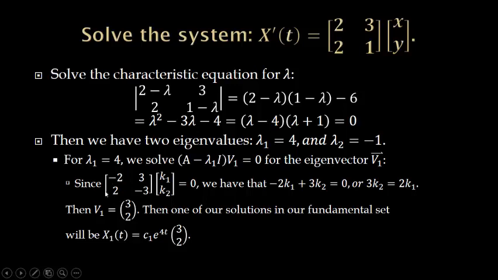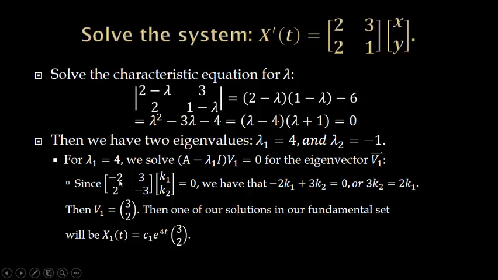Taking A and subtracting lambda, so for lambda equals 4, I subtracted lambda down the main diagonal. You'll have 2 minus 4 would give you -2, 1 minus 4 gives you -3. I'm multiplying this by a vector v1. You can put in any letters here. I think your book uses k1 and k2. Sometimes a book will use x's or v1 and v2. But you want to solve for a vector such that this product is true.